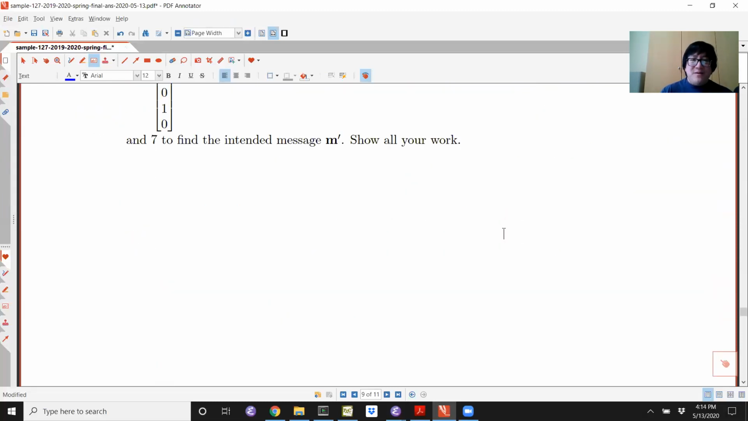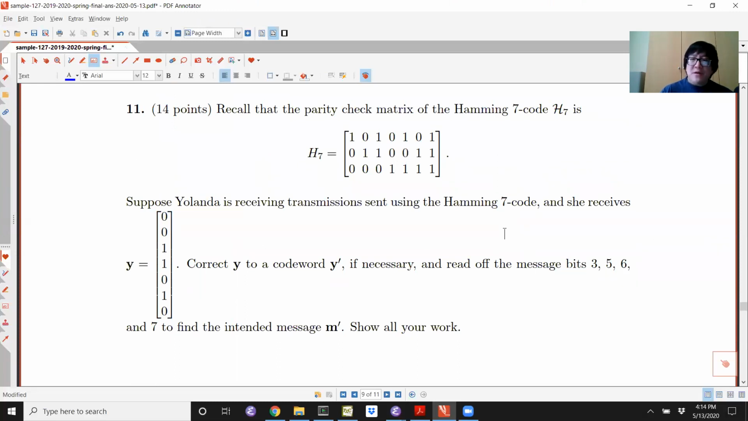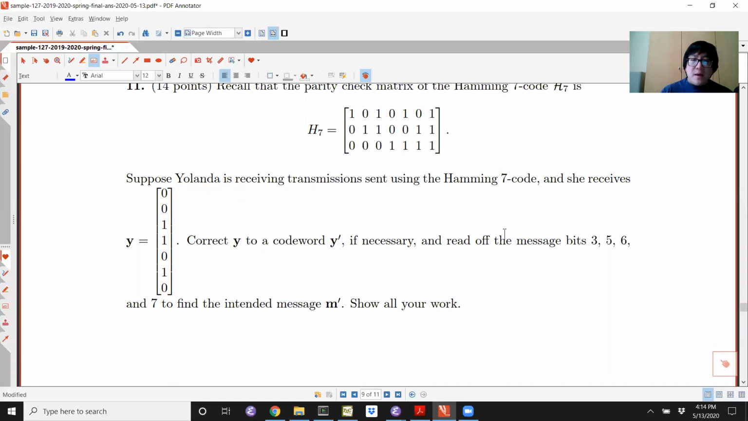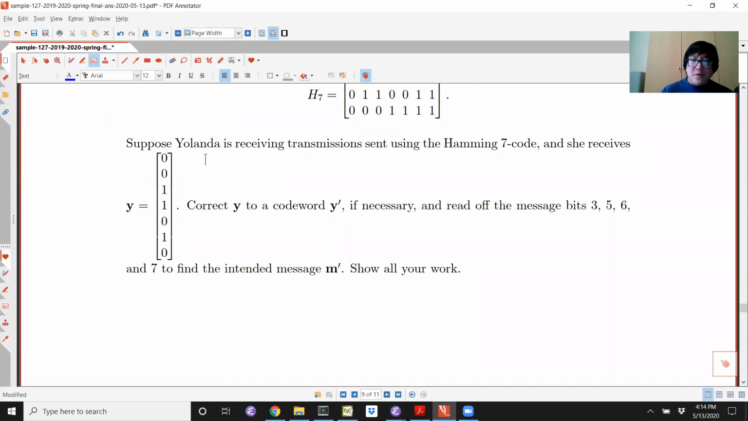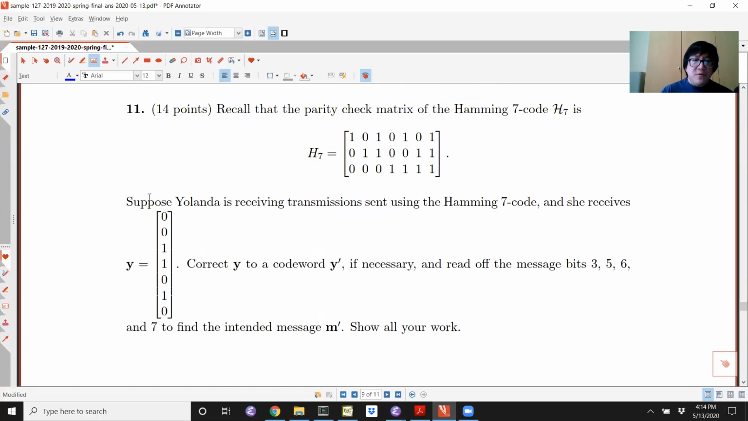This is a good one. So recall that the parity check matrix of the Hamming 7 code is as shown. Suppose Yolanda is receiving a transmission sent using the Hamming 7 code, and she receives this vector y here. This vector y has ones in coordinates 3, 4, and 6. That'll come in handy later. So correct y to a code word y prime if necessary, and read off the message bits 3, 5, 6, and 7 to find the intended message m prime.